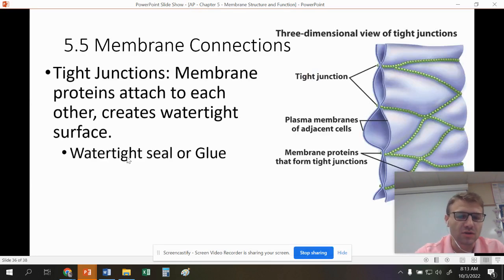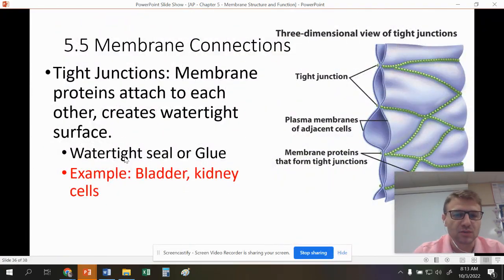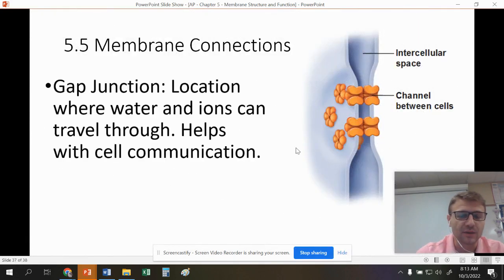Tight junctions. These are also junction proteins where you're going to see almost like a line produced, a watertight surface where water is not going to be able to pass across these membranes. Again, these are places where the cells fuse together. And lastly, we have gap junctions. Gap junctions are a tunnel. We talked about these before. They're like a tunnel between the two cells, and it helps with communication.